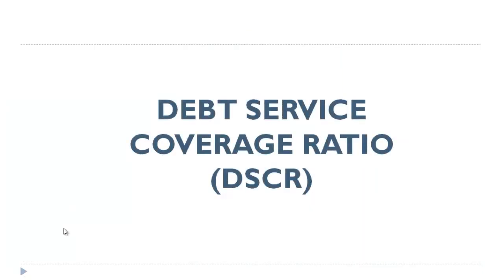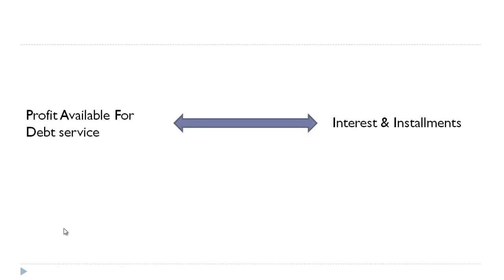See, what does this debt service coverage ratio do? The debt service coverage ratio will establish a relationship between the profits that are available for servicing the debt and the interest and installments. So it tells you what is the profit available for servicing the debt, for meeting the interest and installments. So to understand this, let us take an example.